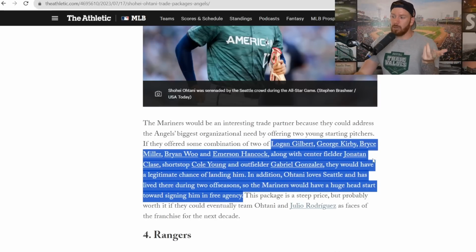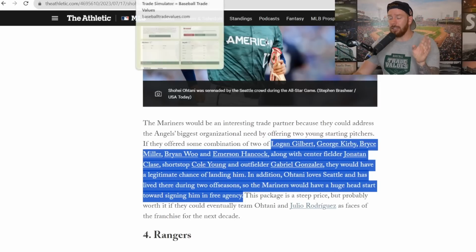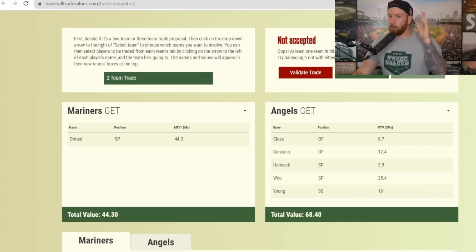But he does mention Bryce Miller, Brian Wu, and Emerson Hancock. So in the trade here, I put two of those guys. I think Bryce Miller and Brian Wu, when you include both of those two, you are getting pretty close to that value of Ohtani. But I just decided to do Brian Wu, who is currently the number 3 prospect, and Emerson Hancock, who is still trying to find his way. But this package is still not accepted. It is a bit high here, so I think you're just doing too much. If you had Bryce Miller in here, it would be way too much.